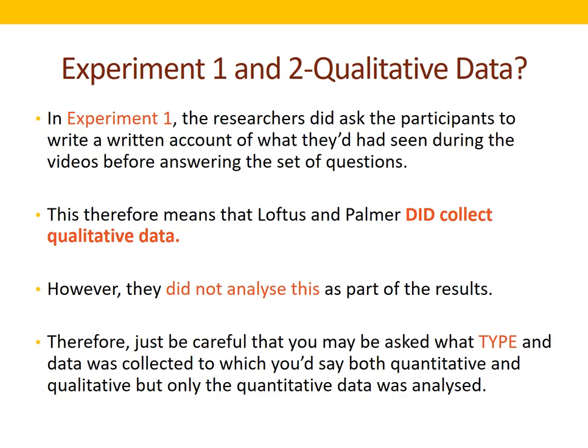So I would say they collected both quantitative and qualitative, with the quantitative being the speed estimates or the number of people that said yes or no to whether they recalled seeing broken glass, but also they gave an unanalysed written account of what they had seen, which consisted of qualitative data. So you just need to know that they did collect both, even though they only analysed the quantitative.